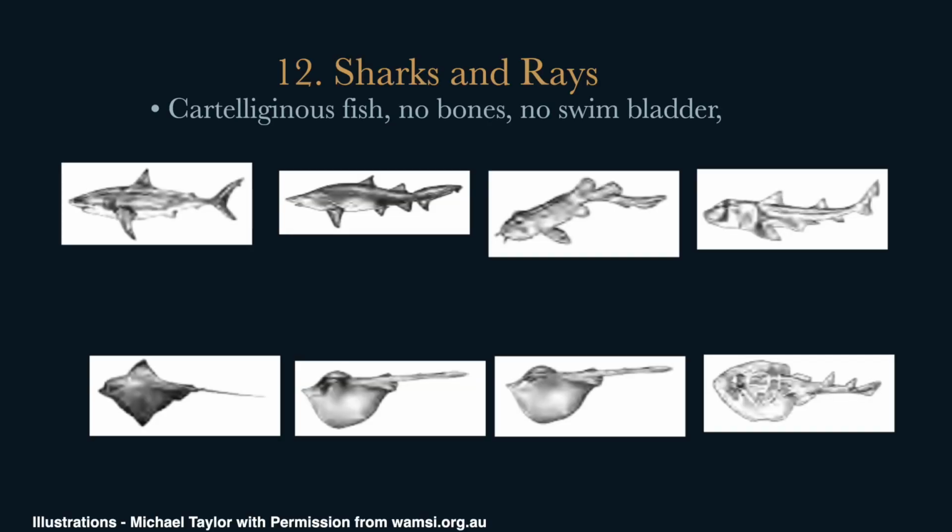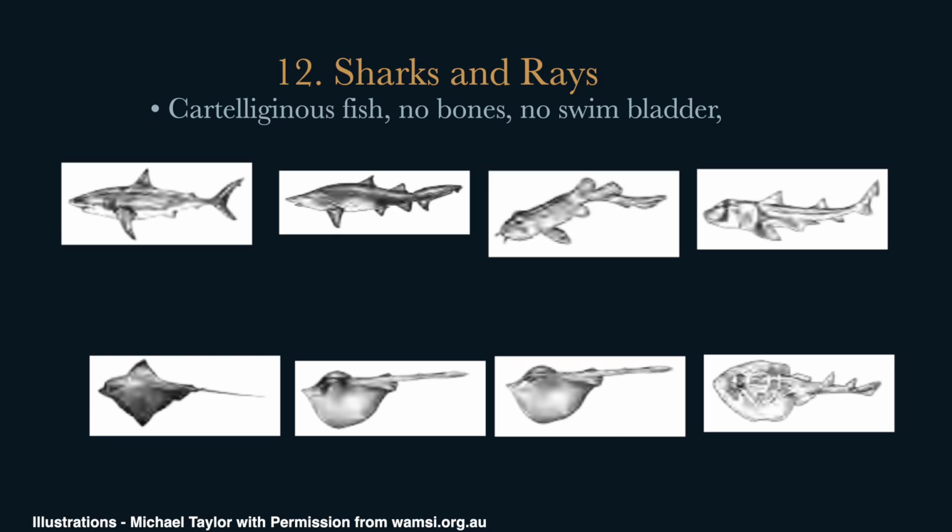Group 12 are sharks and rays, one of my favourite groups. These are all cartilaginous fish. They don't have any bones, they just have cartilage. If you touch your nose or your ears, that's what cartilage is, no bones. They also don't have a swim bladder. They need to keep moving or they sink.